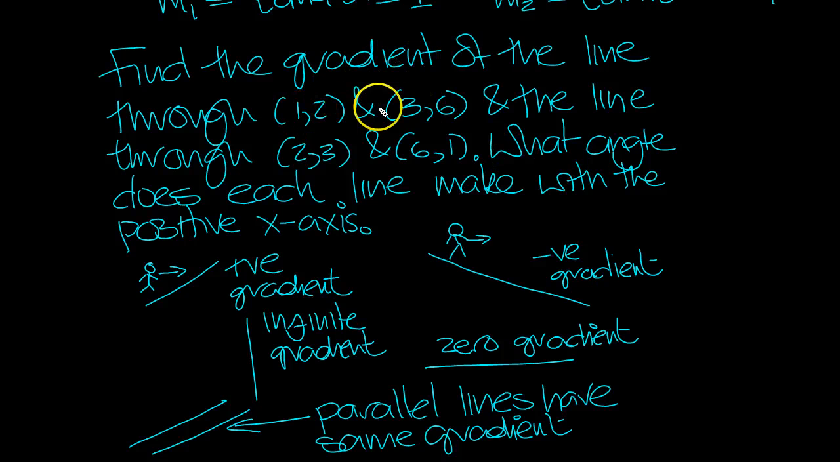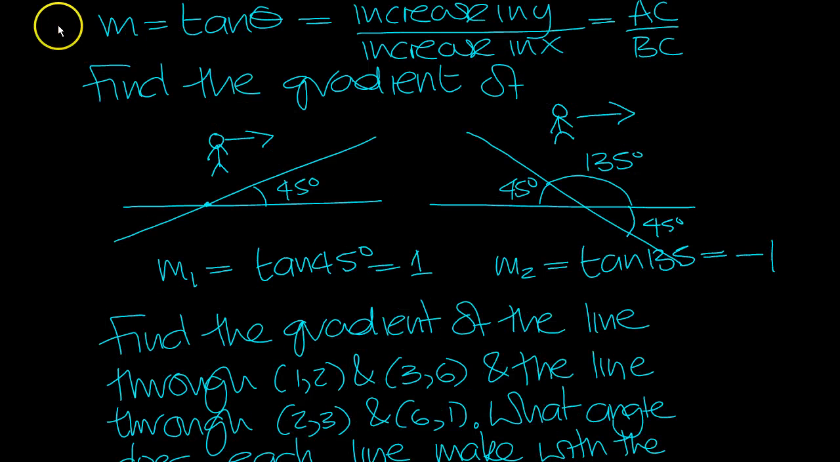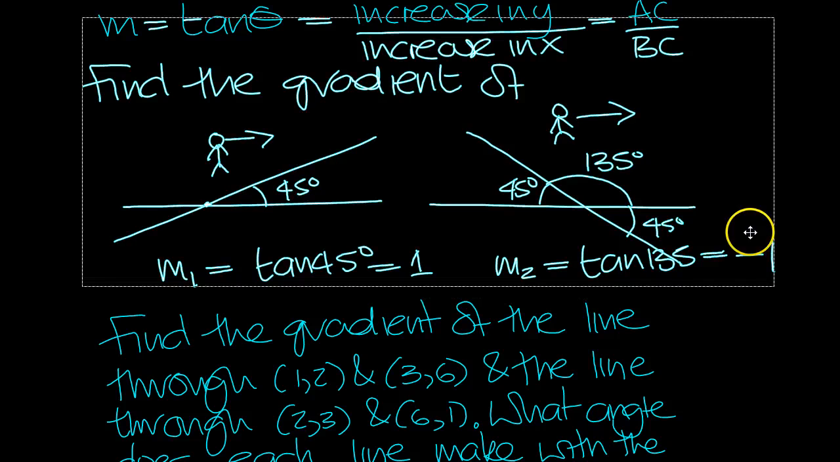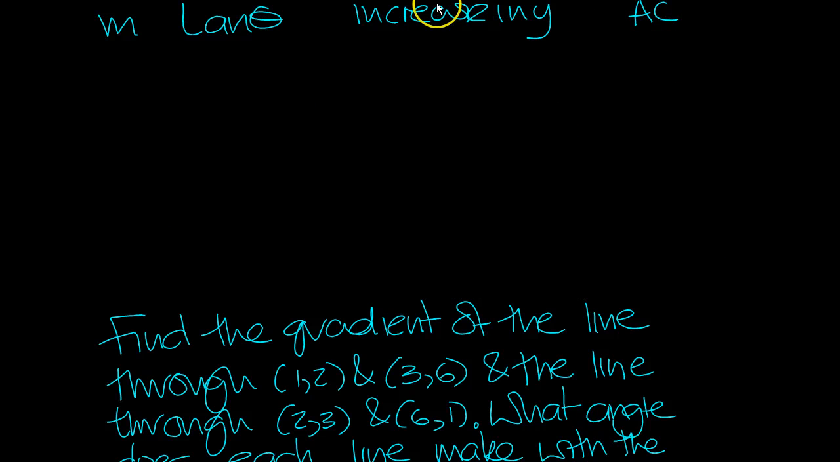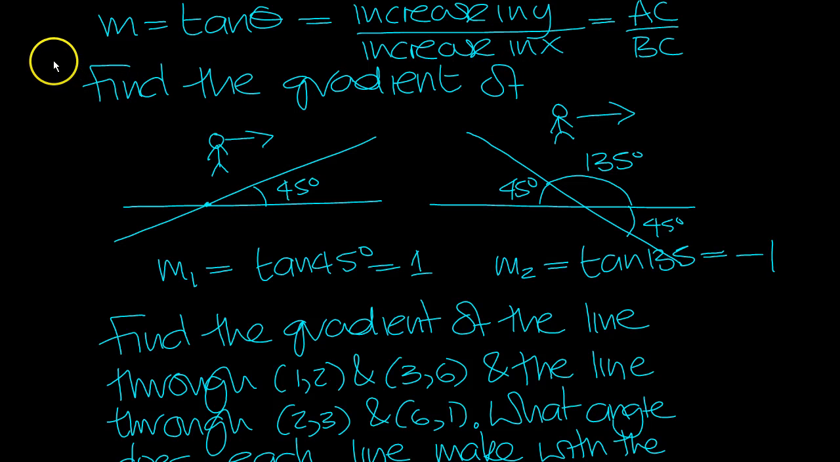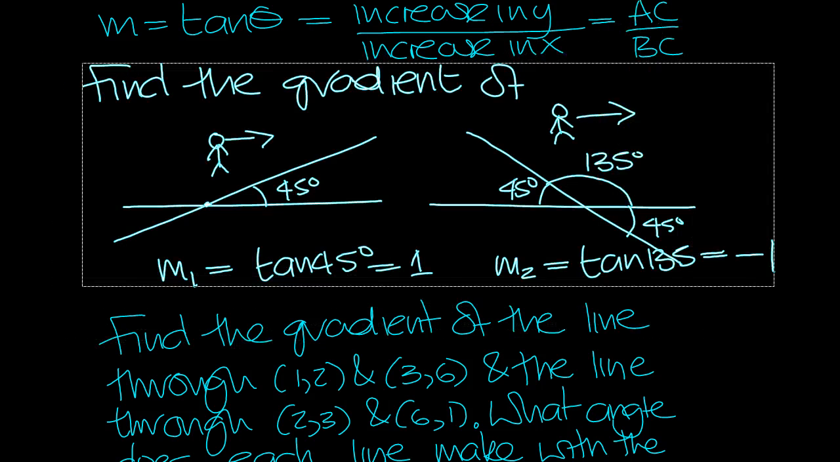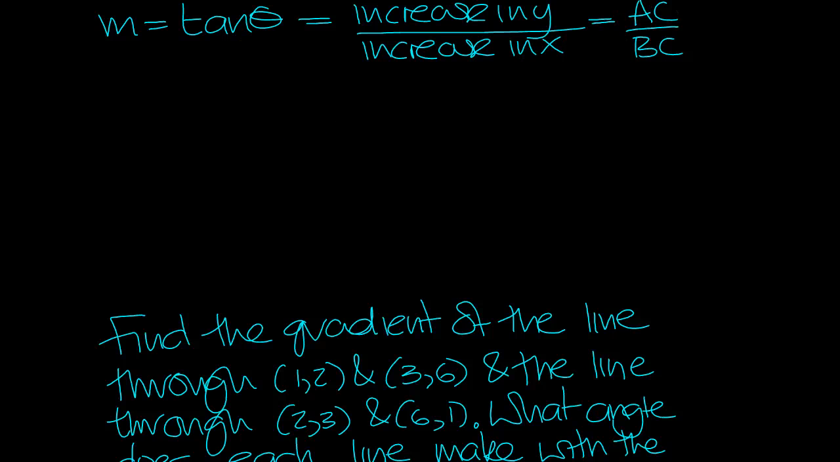Find the gradient of the line through this point here and the line through this point here. What angle does each line make with a positive axis? So that's the next question then. So let's scratch this stuff, and we'll have some workroom up here. I'm not going to scratch the formula, I'll try and scratch what's underneath. Okay, so we've got the gradient of the line through 1, 2 and 3, 6, so it would be up here somewhere. So there's our line here.